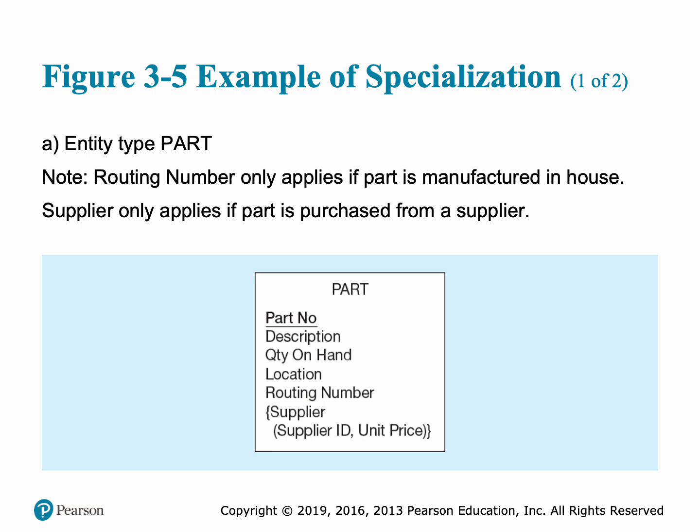Sometimes during a conceptual modeling process, we discover that certain attributes or relationships apply only to a subset of the entities in a given entity type. In this example, we have a manufacturing firm that may manufacture some of its own parts and purchase others. If the part is manufactured by the firm itself, it has a routing number. But if purchased, it does not. If purchased, it comes from a supplier, but if manufactured, it does not. Note the representation of supplier as a composite multi-valued attribute in this diagram.